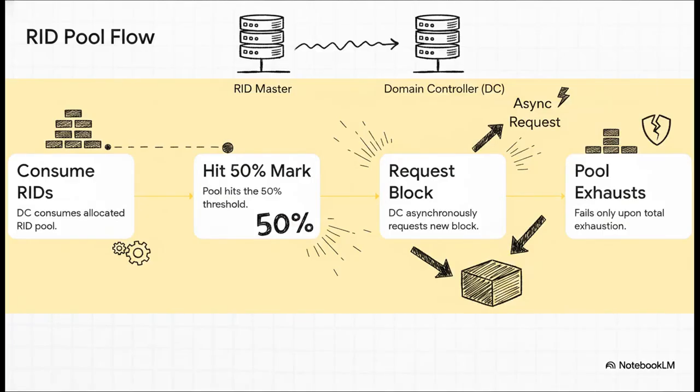Take a look at this visual flow of a RID pool request. It is a brilliant piece of engineering for fault tolerance. As a domain controller uses up its allocated RID pool to create objects, it eventually hits a 50% threshold. At that exact moment, following the downward arrow, the DC preemptively, asynchronously requests a brand new block from the RID Master. This means if the RID Master goes offline, object creation doesn't immediately break. Your local DC just keeps chugging along using its remaining RIDs and only fails if it completely runs dry.